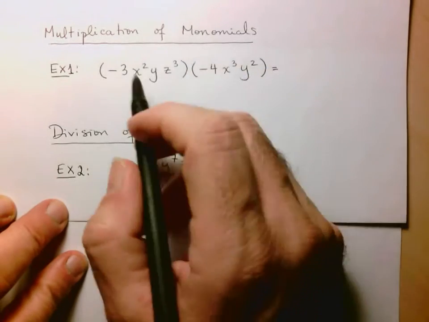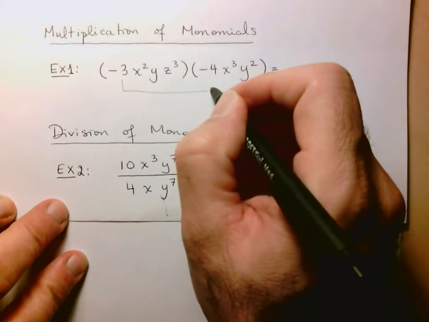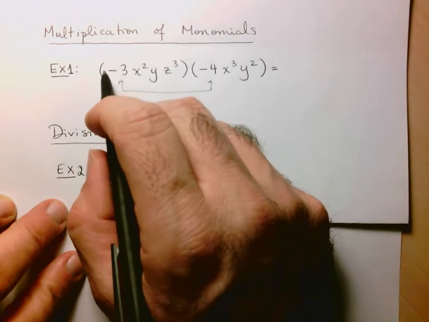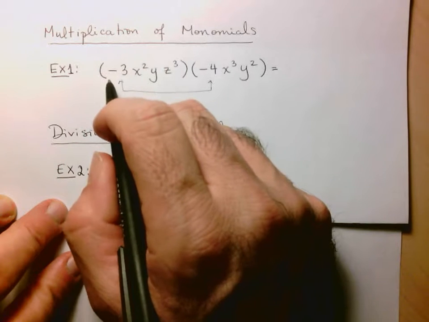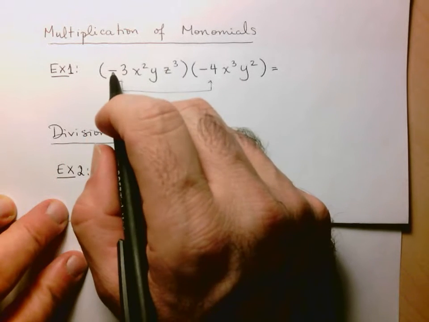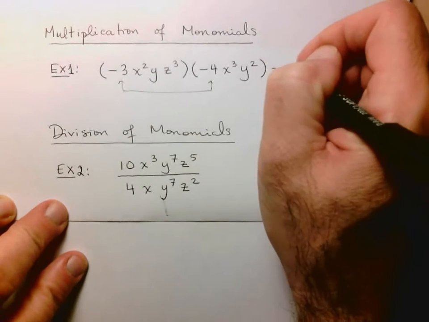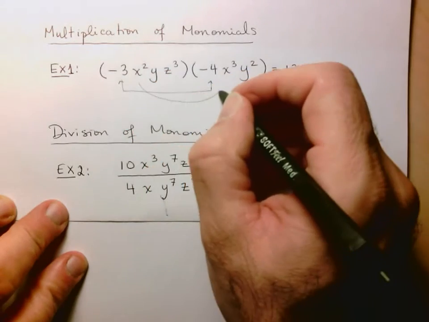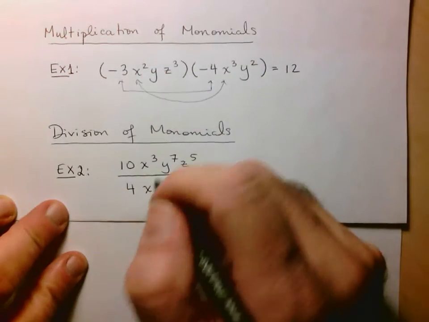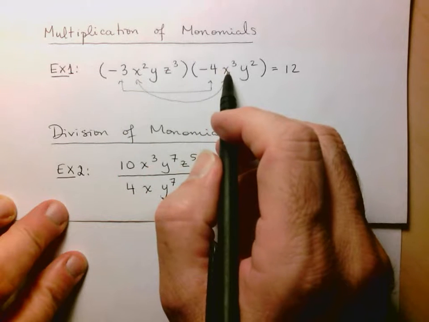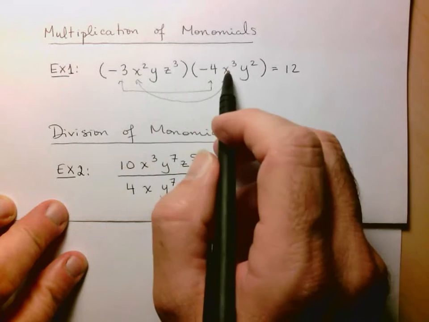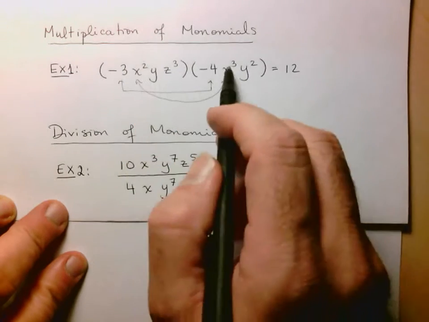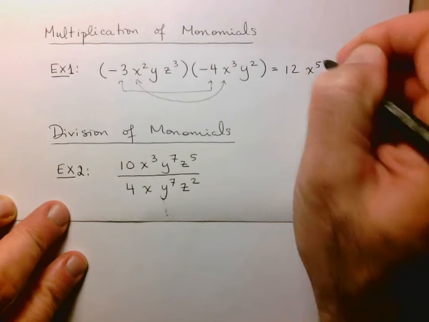So here we've got our two coefficients which we can multiply together. Remember always to keep in mind the sign which comes to the left of the number. So negative 3 times negative 4 gives us positive 12. Now if we do the powers of x, we have x squared times x cubed, and since we're multiplying powers with the same base, we know that we can add the exponents to simplify. So 2 plus 3 is 5, so x to the 5.